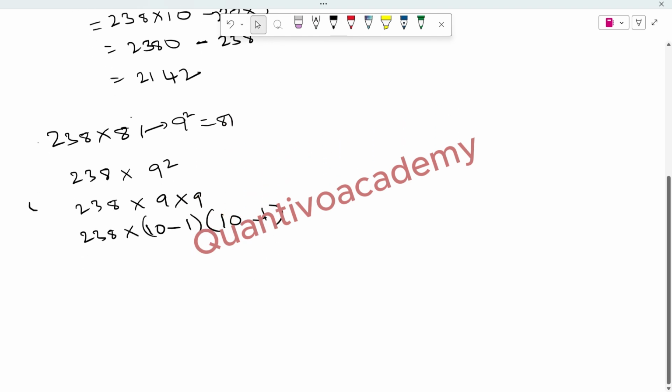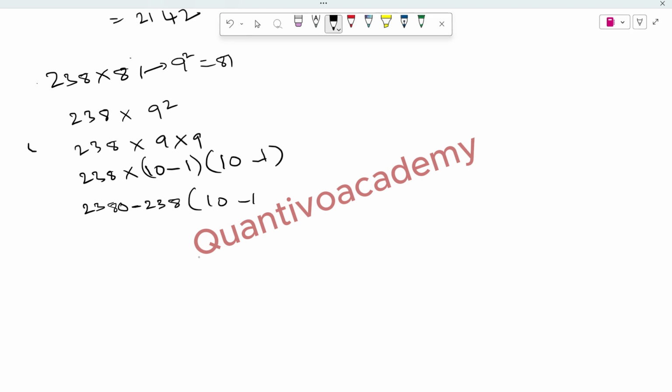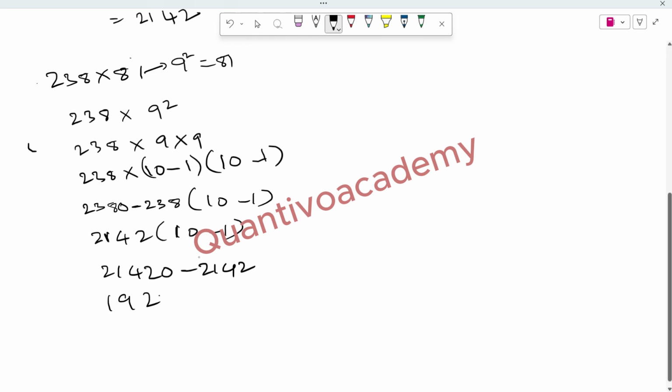Now after writing this, we have to multiply first. 238 into 10 is equal to 2380 minus 238 of 10 minus 1. The answer for this is 2142. Then for the next 10 minus 1, 2142 into 10 is equal to 21420 minus 2142, which is equal to 19278.